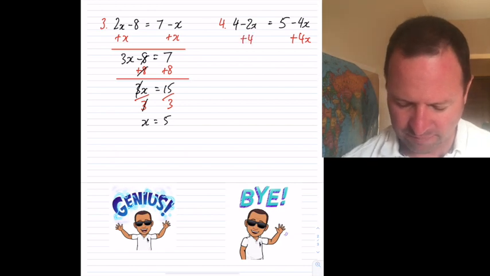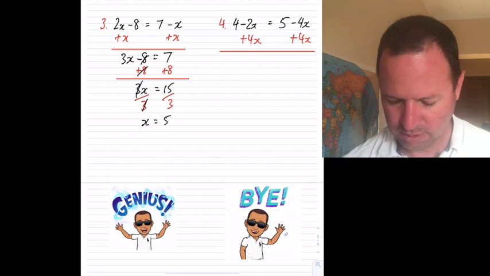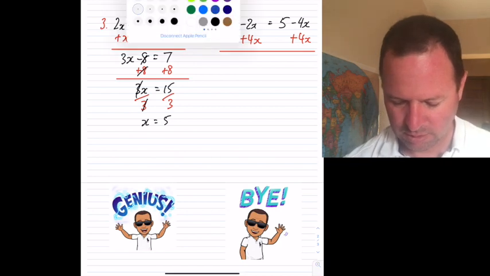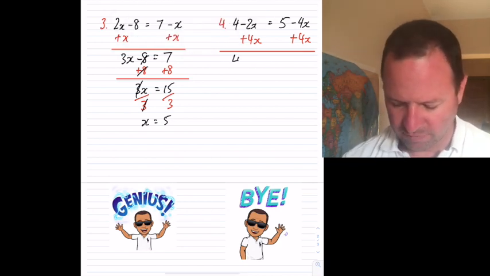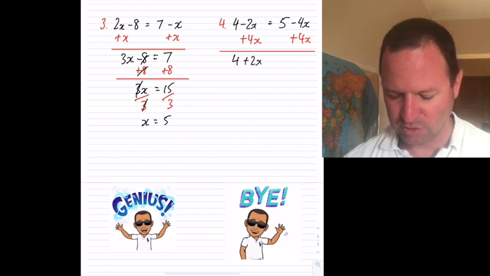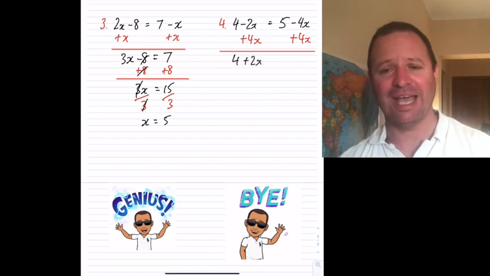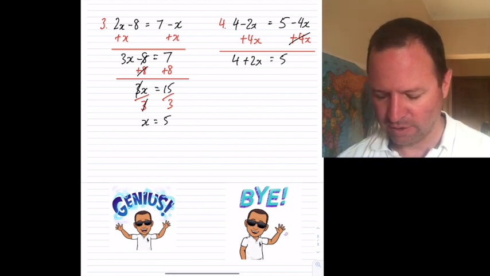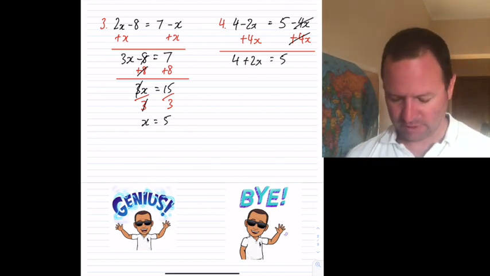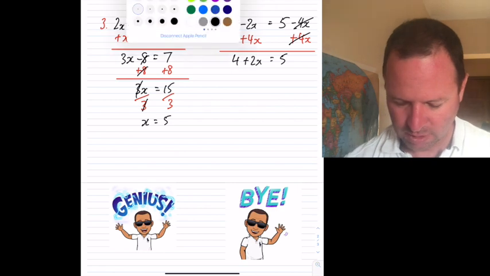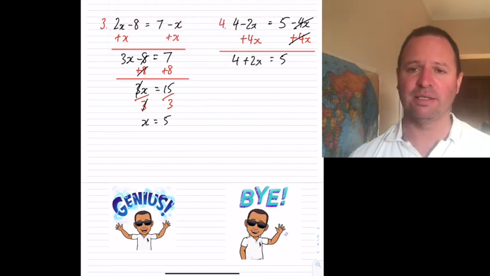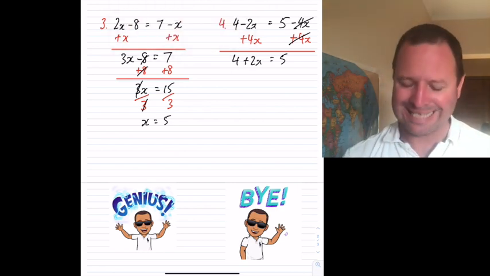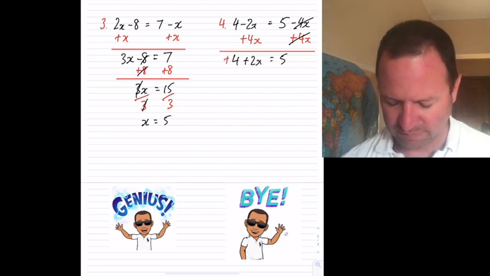I'm going to add 4x. I'm going to draw my line. I've still got my 4 here. I'm adding now 2x because I had -2x. I added 4x, I'm up to 2x. I've got 5, and those 4x and -4x cancel each other out. Okay, so now what's furthest away from the x? It's the 4. What's it doing? It's adding because it had that positive out the front. What's the opposite? It's going to be -4.